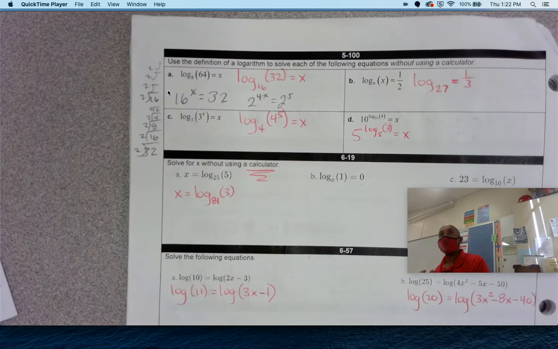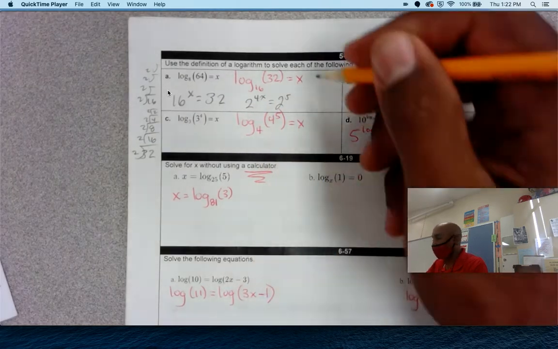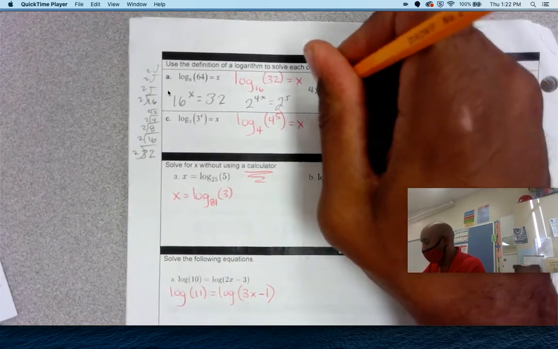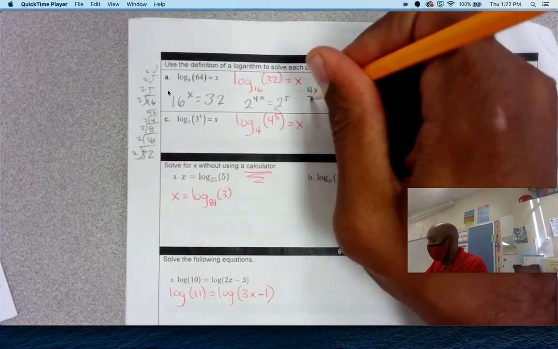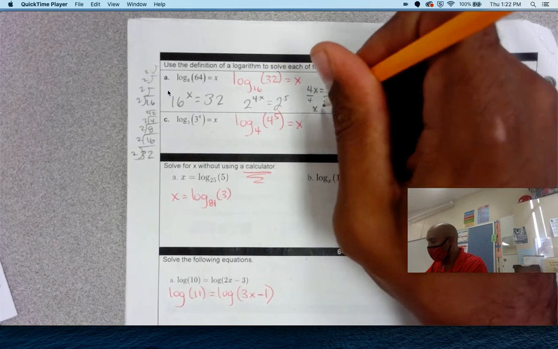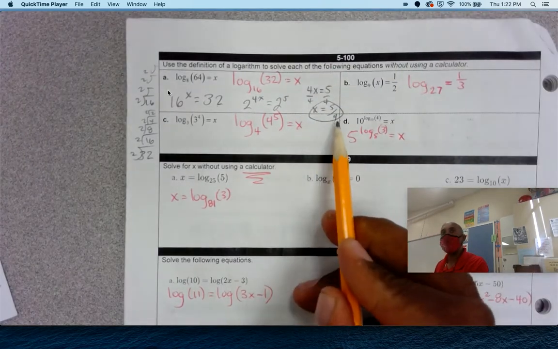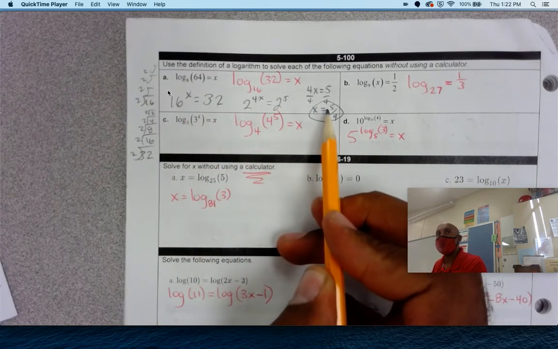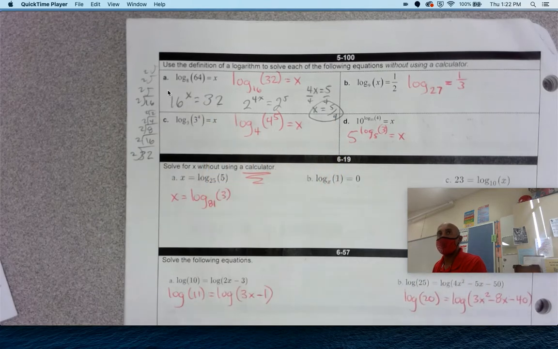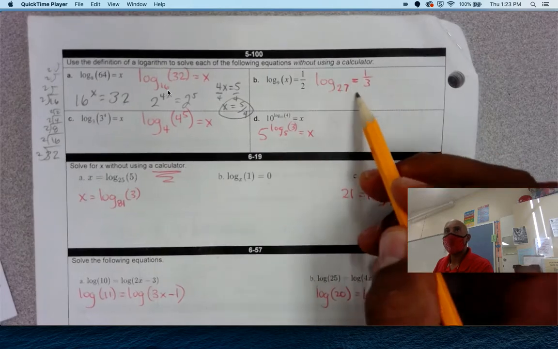All right, now that they have the same base, they're both 2, that means these exponents must be equal, so I set them equal to each other. So 4x equals 5, and now I just solve for that. So I divide by 4, divide by 4, and x equals 5 over 4. Okay, so that basically says that if I raise 16 to the power of 5 over 4, it would equal 32. Okay, same thing here.